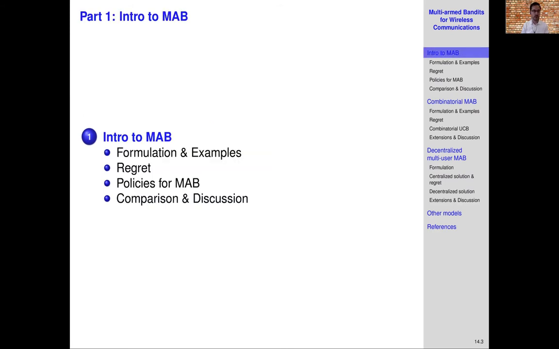Now I will start the first part, which is introduction to multi-arm bandit problem. I will first formulate the problem, give some examples. I will discuss the notion of performance, which is the regret. Then I will show how we can design policies that minimize the regret. And I will end with comparison of different policies and discussion.